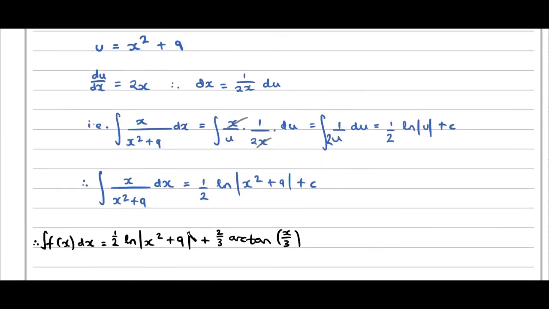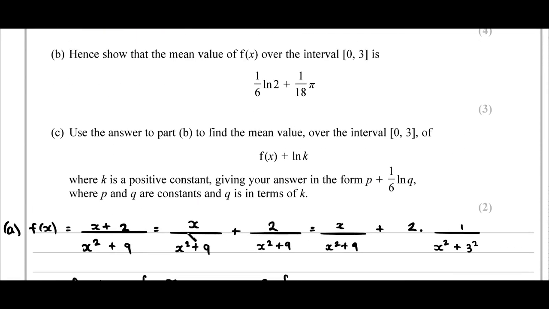And now for part C, we have to use our answer to part B to find the mean value over the interval 0 to 3 of f of x plus the natural log of k, where k is a positive constant, giving an answer in the form p plus 1 over 6 ln q, where p and q are constants and q is in terms of k.